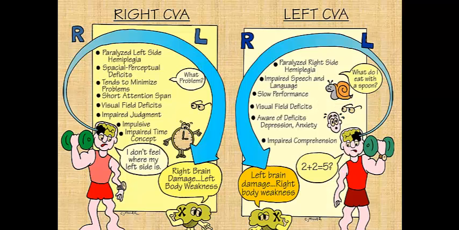Okay, so this is just a quick review of a right-sided versus left-sided CVA. And don't forget that left side damage will equal right-sided body weakness, and right-sided damage will equal left-sided body weakness. I'll just give you a couple minutes to go over these. You can pause this and look at these.